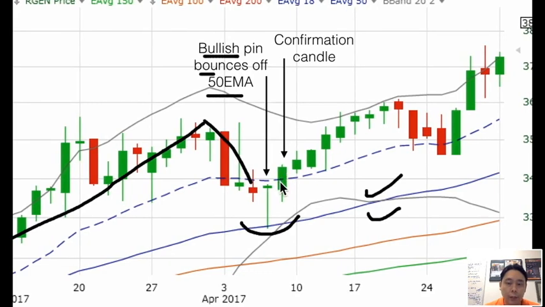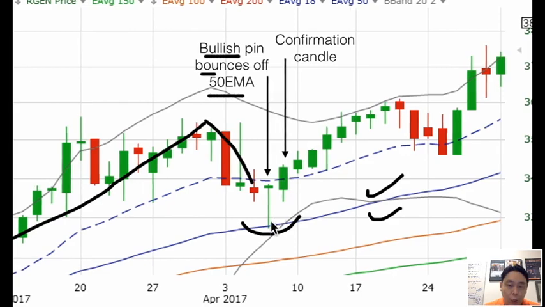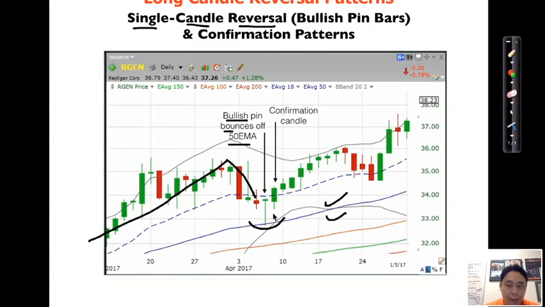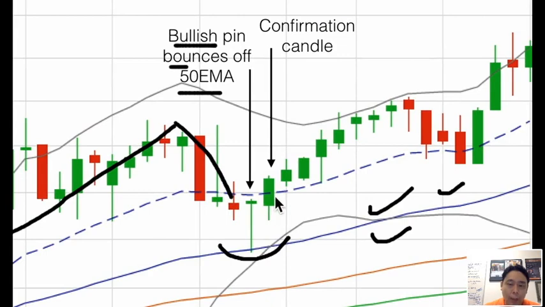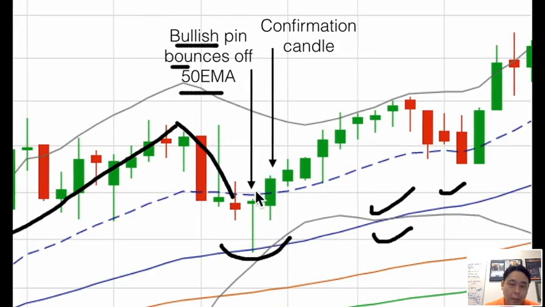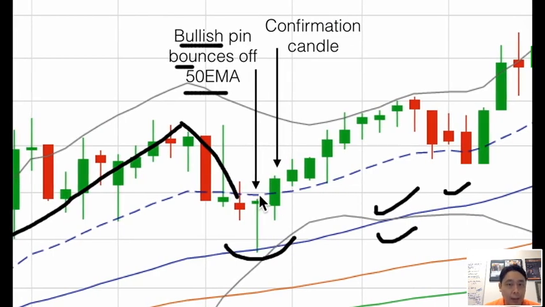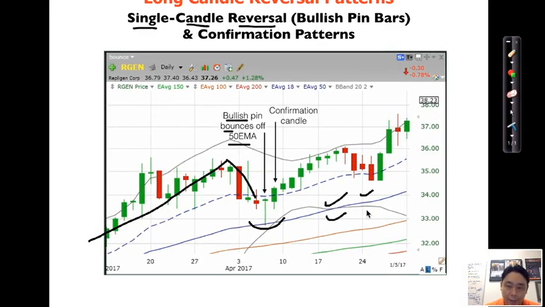Is it a bullish candle? Yes, it is. Does it make a higher low than the low of the reversal candle? Yes, check. Does the confirmation candle open and close above the high of the single candle reversal? Yes, check. There we go. All boxes are checked. We can go long.